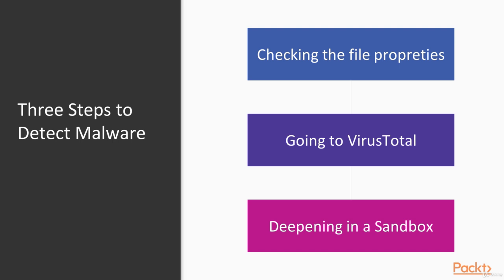In this video, we'll take 3 steps to detect malware. First, we'll find out how to detect a malware by checking the file properties. Then we'll use the VirusTotal website to check the files. And finally, we'll learn how to go deeper and find out everything the suspicious file can do using a sandbox. Let's go and do that.